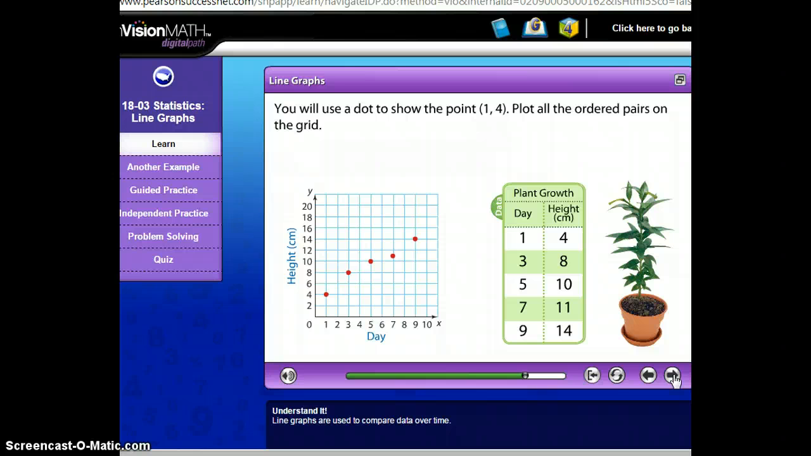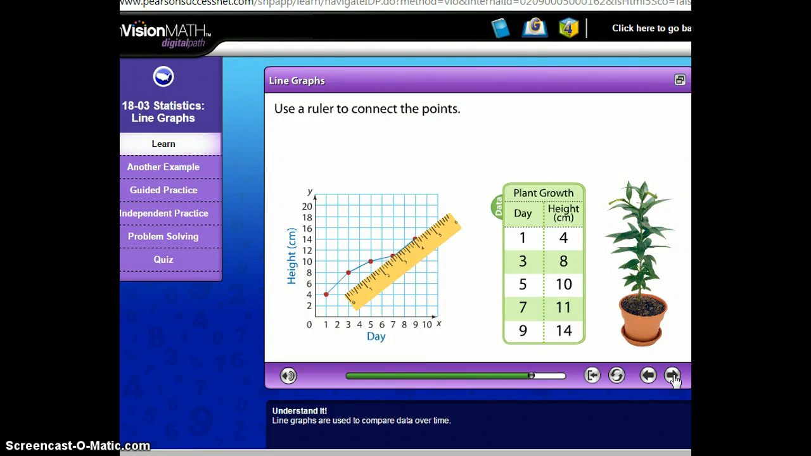Notice your dot, when you plot this point, needs to be visible, meaning it needs to be more than a speck. But it does not need to be a dot that has been colored in over and over this big. Because your boxes on your grid aren't very large, and if you put some large dot in there, it's going to be hard to know exactly what point you've just plotted. So again, neatness. Use a ruler to connect the points.